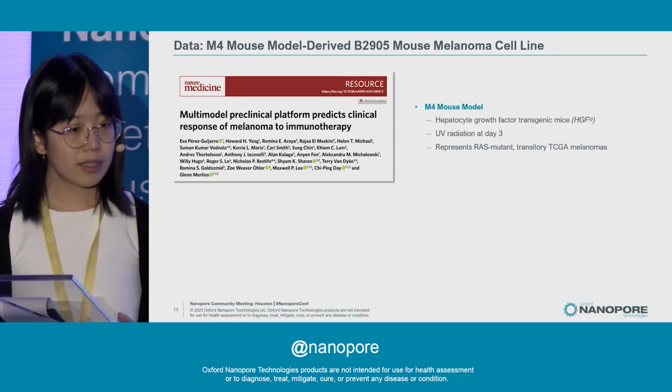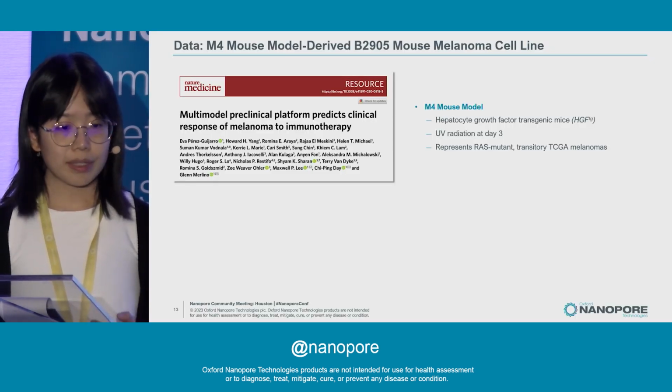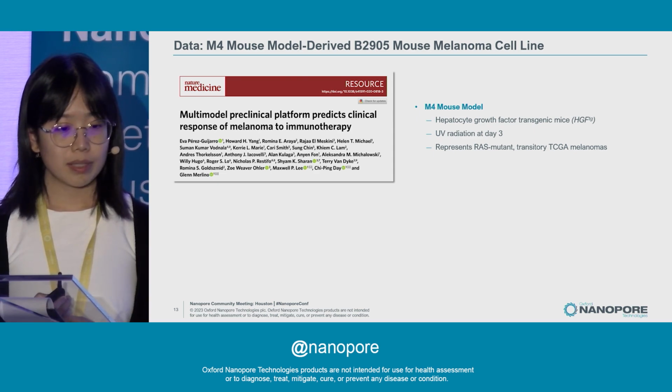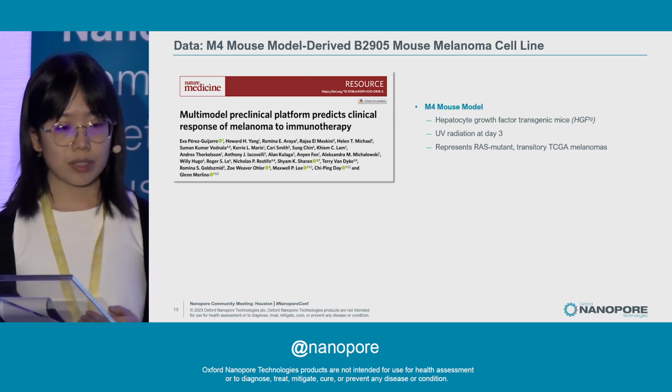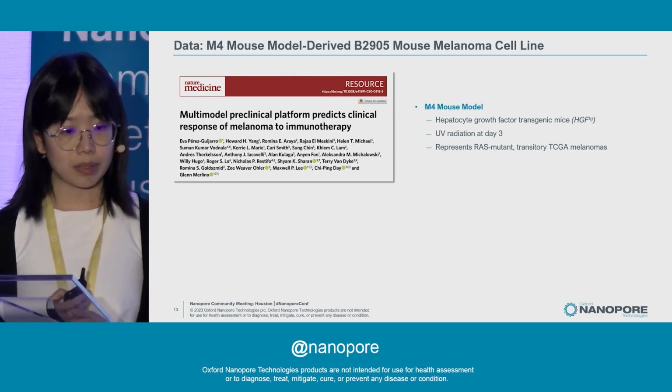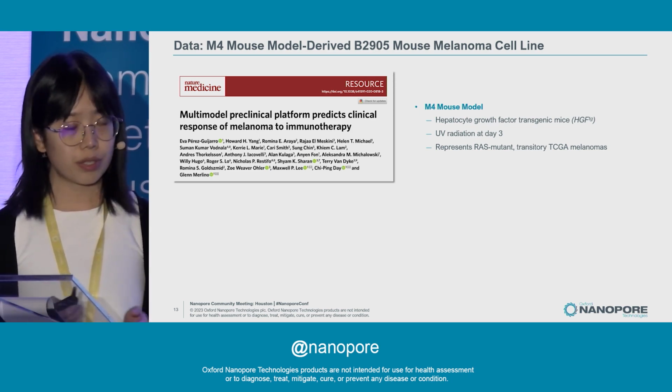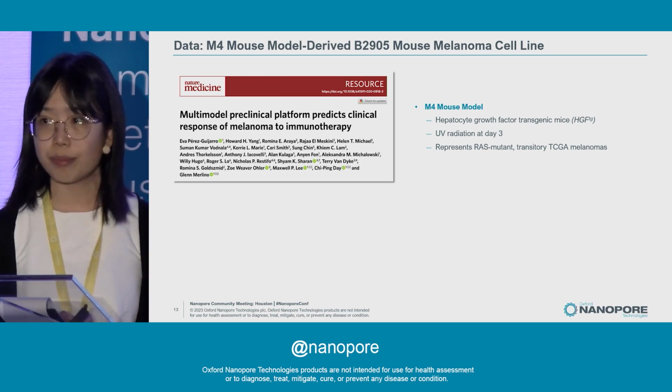So for data, we make use of a genetically engineered mouse model published in 2020. In particular, we used the M4 mouse melanoma model. Evaluation of the mutations and expression profiles of the M4 model suggests that it corresponds to the RAS mutant transitory human melanoma in the Cancer Genome Atlas.